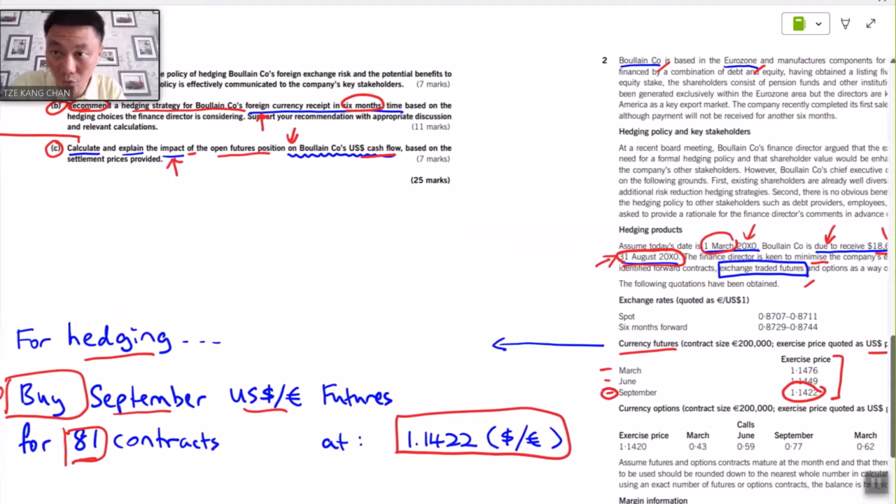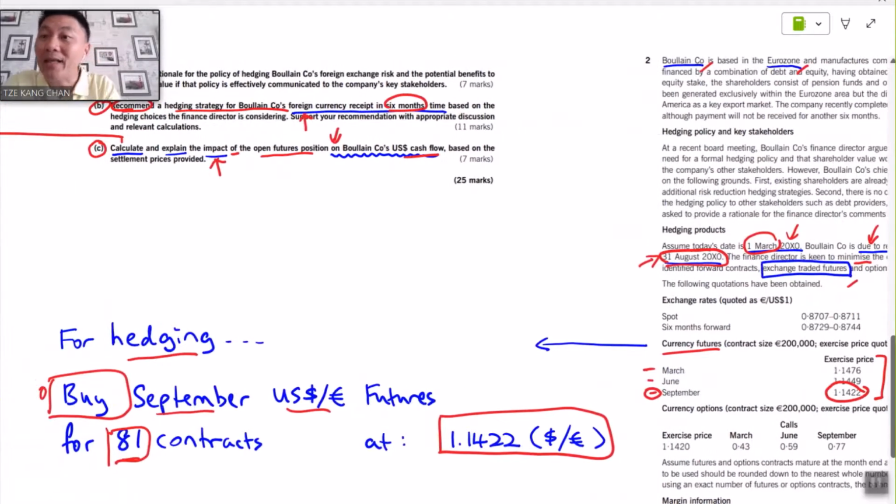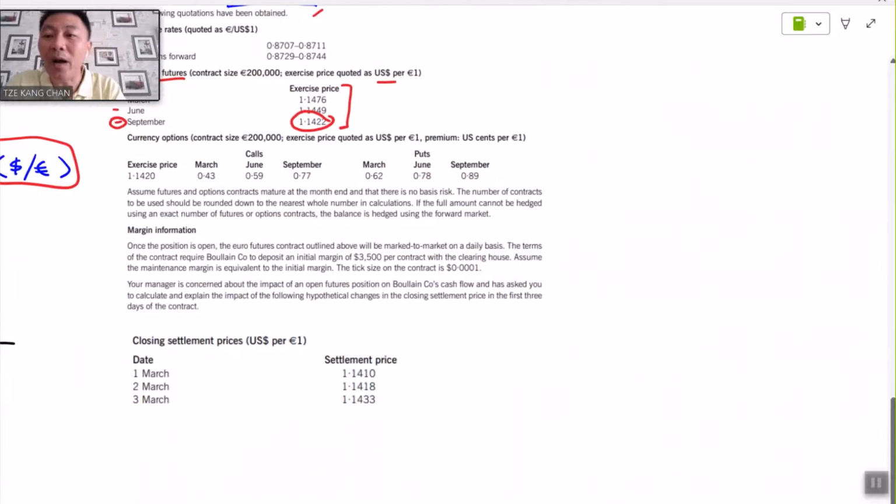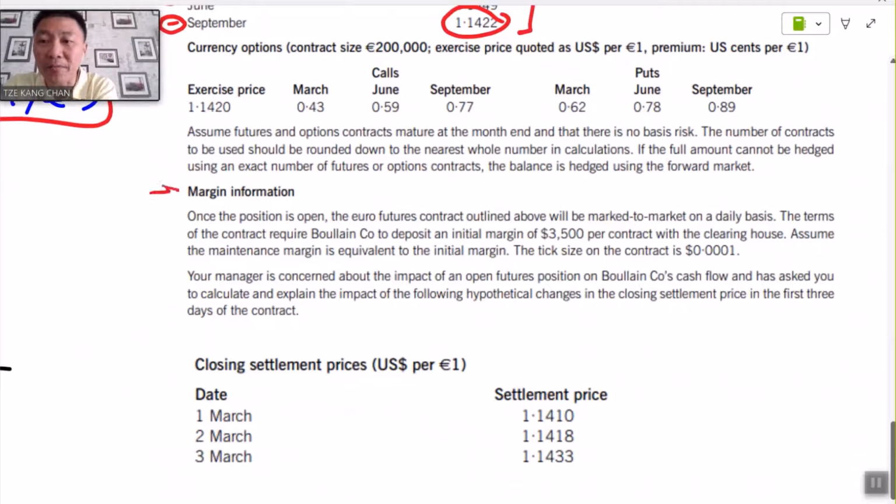$1.1422 per euro. And bear in mind, when the hedging positions in part B are created, coming to part C, you are required to understand in order to demonstrate the impact on the US dollar cash flows while the futures positions remain open. Remember, a while ago, we mentioned the steps and the rules required, like opening up the account and placement of initial deposit required for trading on the futures contract. So in order to answer part C, you need to refer to the further part of the information in the question regarding margin information.